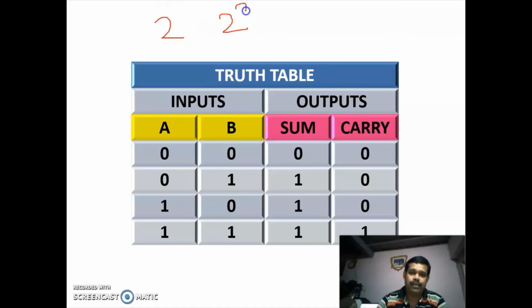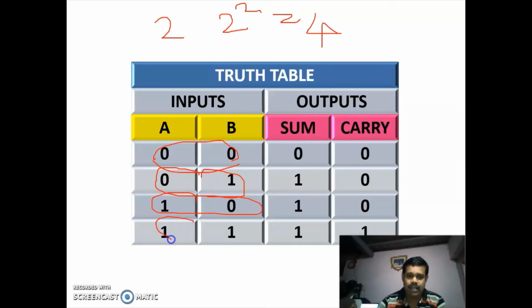Now, since you have two inputs, you will have 2 to the power 2 combinations. The four combinations are 0 0, 0 1, 1 0 and 1 1. So these are the four combinations of inputs you have.